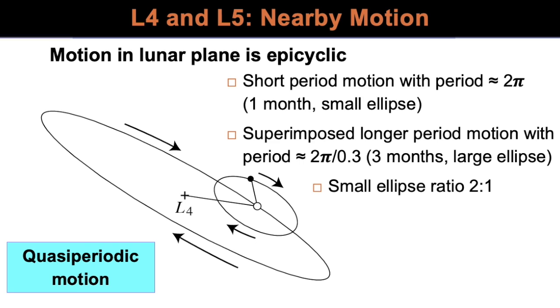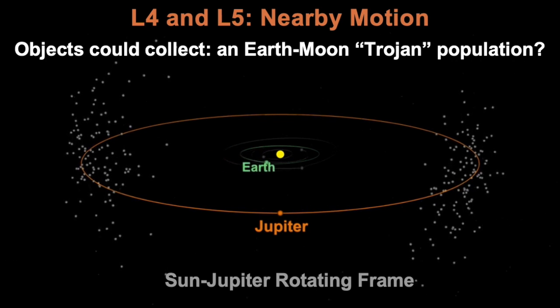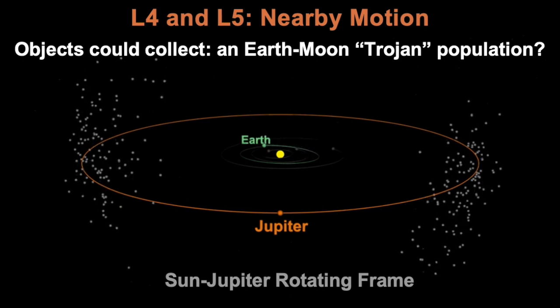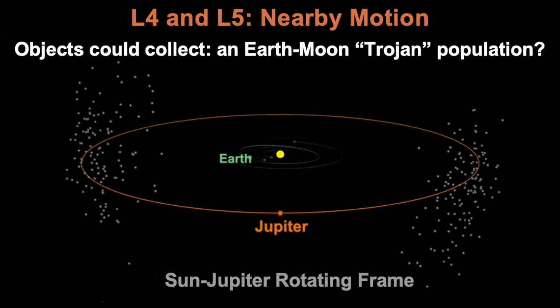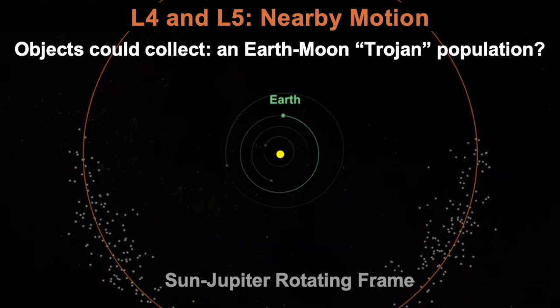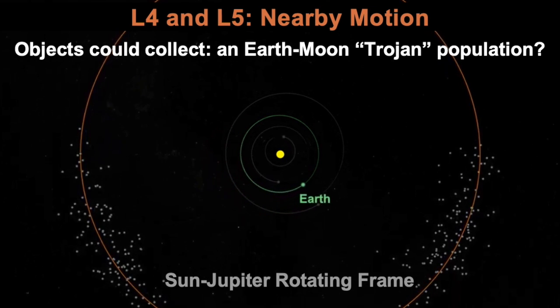The small ellipse has a ratio of 2 to 1. The larger ellipse has a ratio of about 5 to 1. If we start with some initial condition and just follow it, that's what's shown as this thin line. You can see the epicyclic motion. Quasi-periodic. Now, L4 and L5, because they're stable, it could mean that objects could collect there. I'm showing the Trojan asteroid population in the Sun-Jupiter system, which are at L4 and L5. It's possible things could collect in the Earth-Moon system as well.